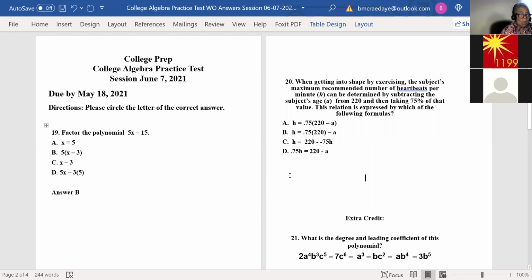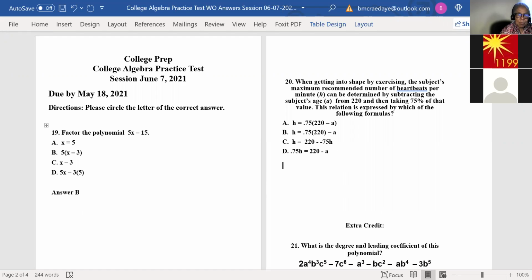Okay, let's go to number 20. Audrey, are you on? Latoya, what's the answer for 20, and how did you get it? D as in donkey, 75%. Okay, let's look at what it's saying. Heartbeats per minute, H: subtracting the subject's age from 220 and taking 75% of that value.